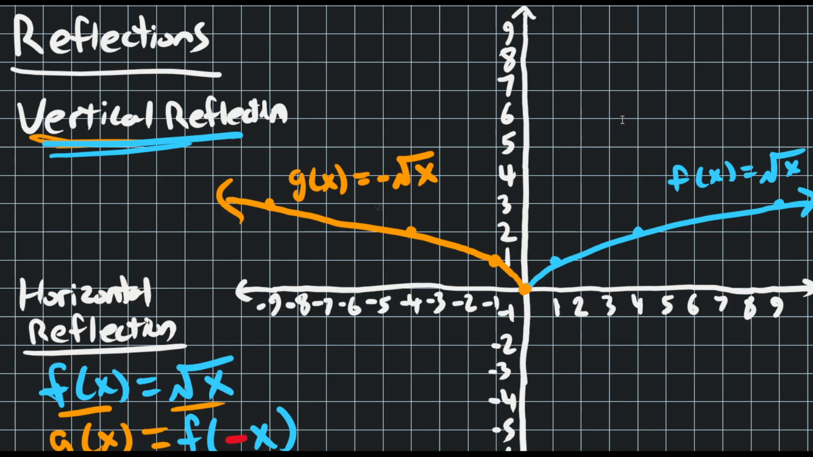And there we go. That's how we perform a horizontal reflection on a function. So those are how you do shifts and reflections to a function.